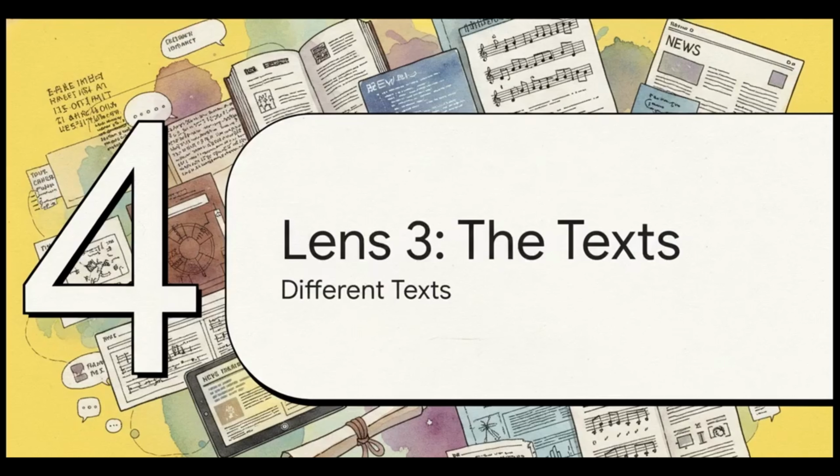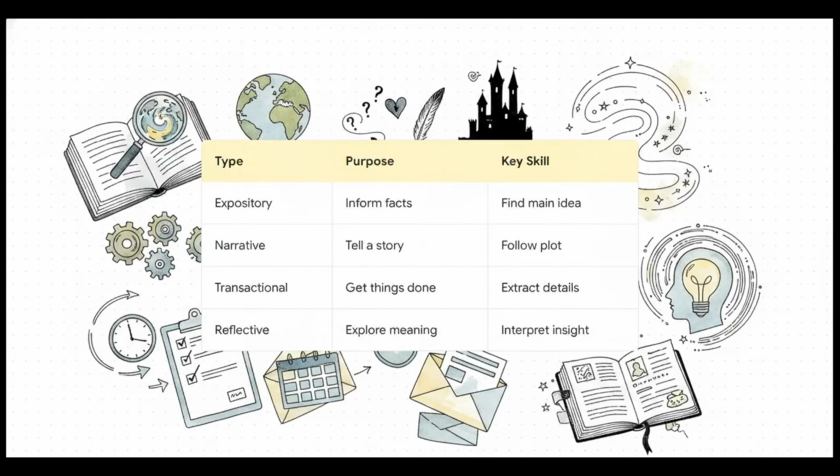All right, moving to Section 4. Lens 3, the texts. And this brilliantly illustrates how recognizing these four major text types acts as a roadmap for any reader. Identifying them instantly tells the student which reading strategy to deploy.